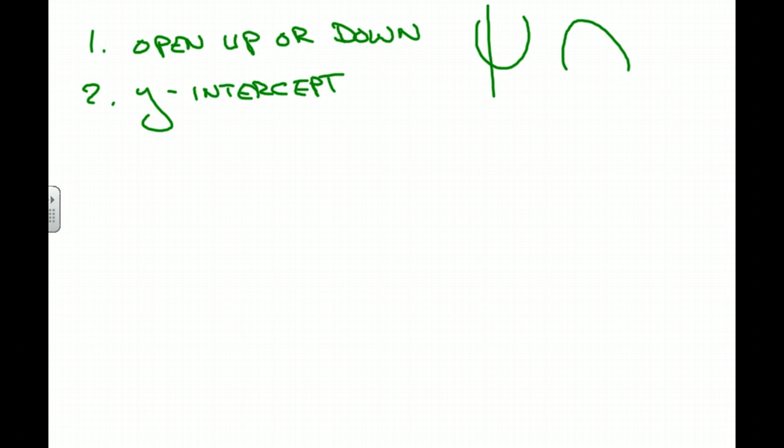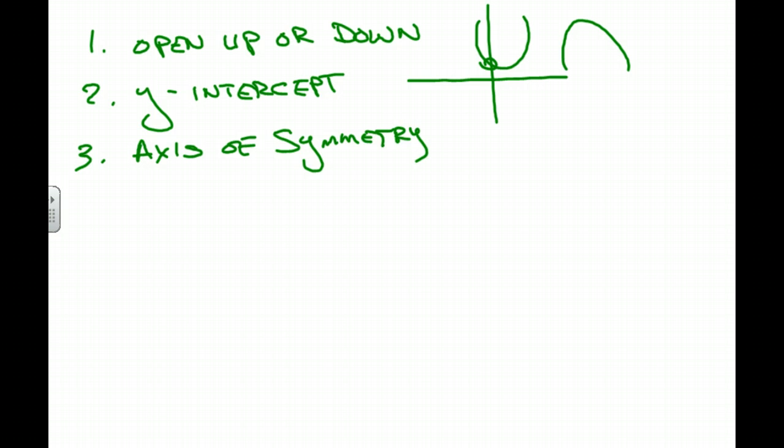Okay, so if this is my graph, I want to know where it crosses the y-axis. That's important. I also want to know what is called the axis of symmetry. Axis of symmetry is a line that cuts this parabola exactly in half. It makes it symmetrical on either side.